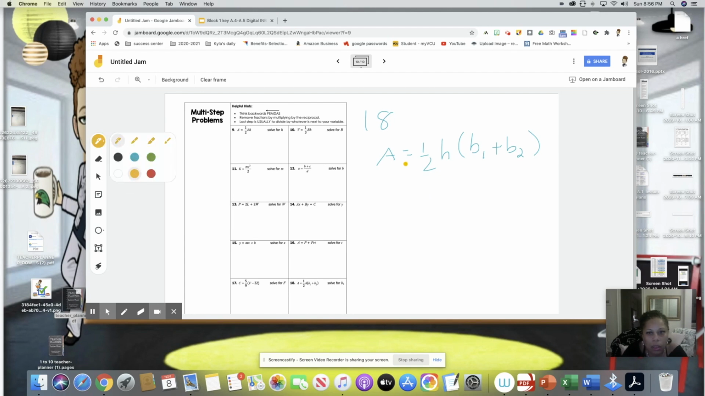Let's get rid of the fraction. We're going to try this yellow. And we're going to get rid of the 1/2. So we're left with 2A equals the height times b1 plus b2. Now we're going to divide by the height because we need to get rid of what's in front of the parentheses first. And now we're left with 2A divided by h equals b1 plus b2. Now, what are we solving for? b1. So we need to subtract b2.